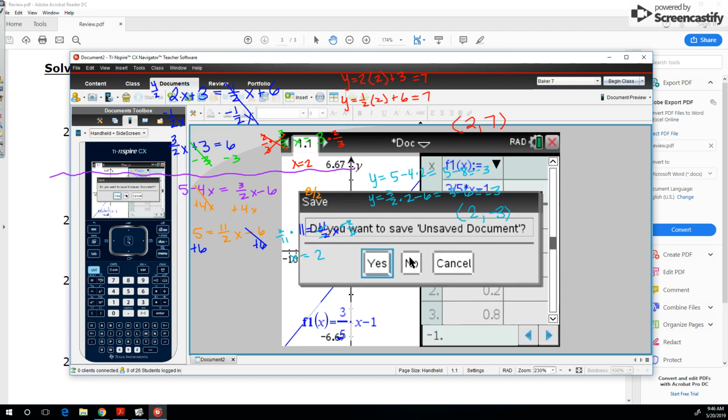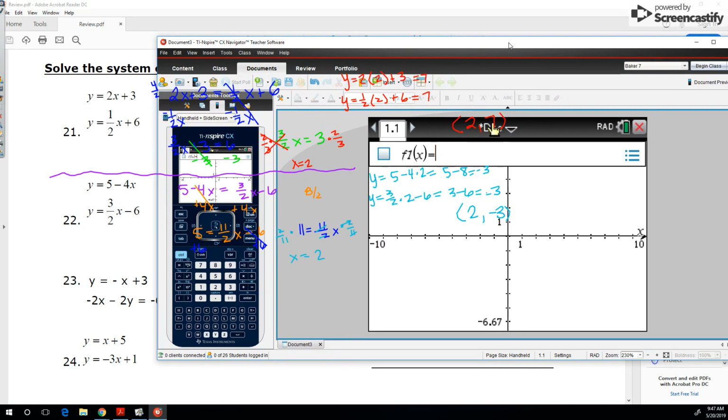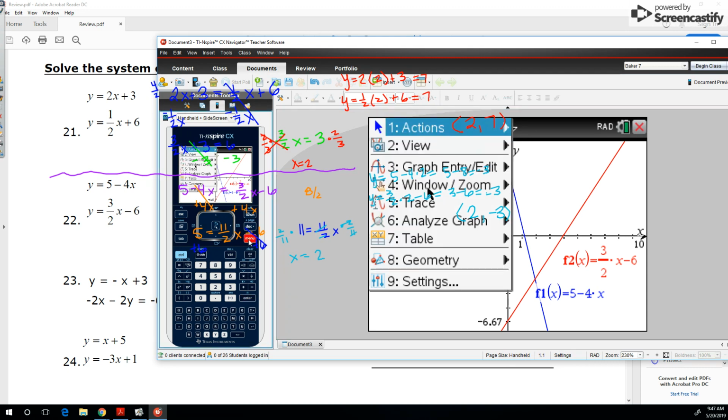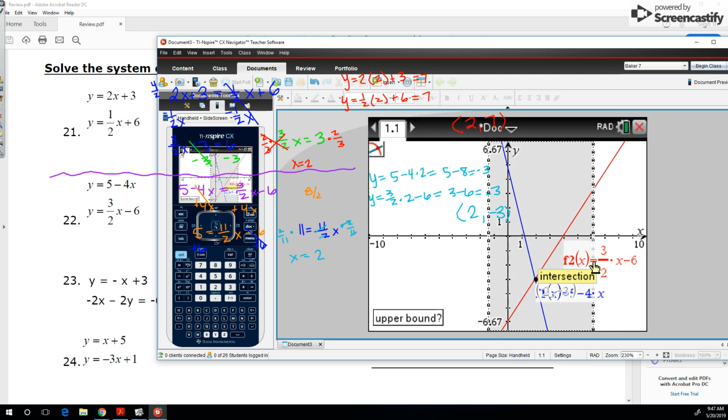If I go to a new document, I can graph the second set, which was 5 minus 4x, and the second equation was 3/2 x minus 6. And again, menu, analyze, intersection, left, right. I see 2, negative 3.